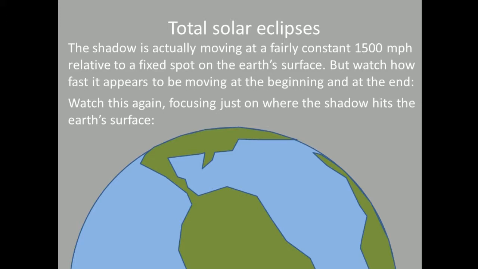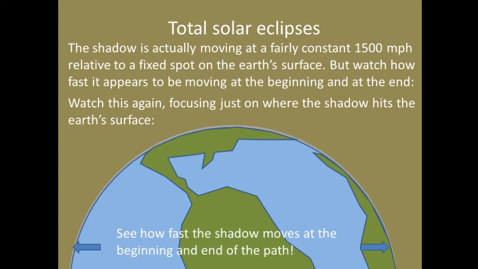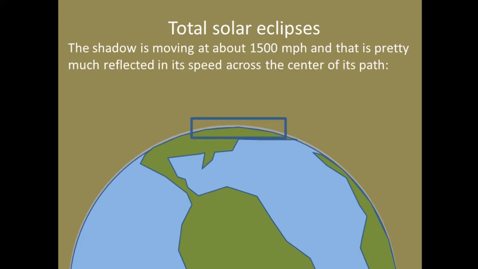Watch this again, focusing just on where the shadow hits the Earth's surface. See how fast the shadow moves at the beginning and end of the path? The shadow is moving about 1,500 miles per hour, and that is pretty much reflected in its speed across the center of its path.